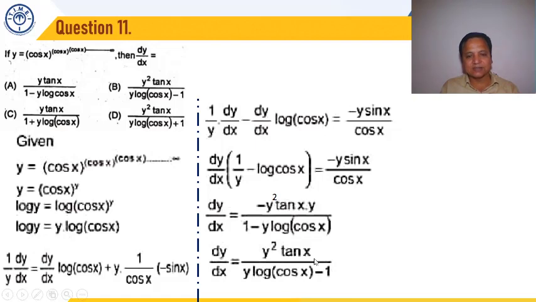Minus y square tan x upon 1 minus y log cos x. So y into y is already y square. So we got minus y square tan x upon 1 minus y log cos x, which is y square tan x upon, it comes out to be, y log cos x minus 1. If we look at the choices, we get our answer as choice B. So dy by dx is y square tan x, minus sign we adjust in the denominator, it becomes y log cos x minus 1.